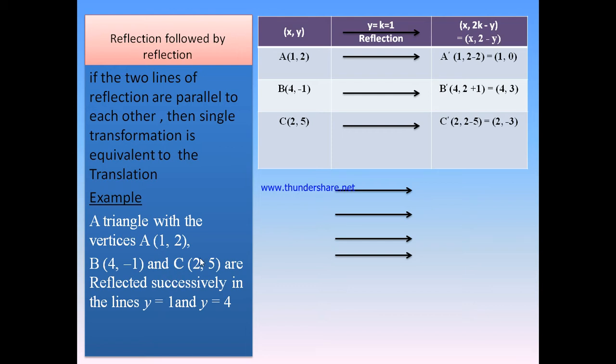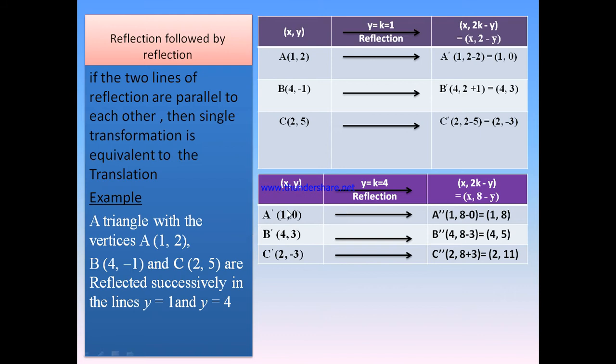But in this question it is a problem of combined transformation, where reflection is followed by reflection. Now there is a second reflection remaining, that is y equals 4. Let's discuss what the images are under this reflection on y equals 4. Look at the second column, (x, y). Reflection on y equals 4 means again we take the reference from y equals k. Our formula for reflection on y equals k is (x, 2k minus y). In this case the constant k equals 4, that's why 2 into 4 equals 8. So in this way I derived the formula.